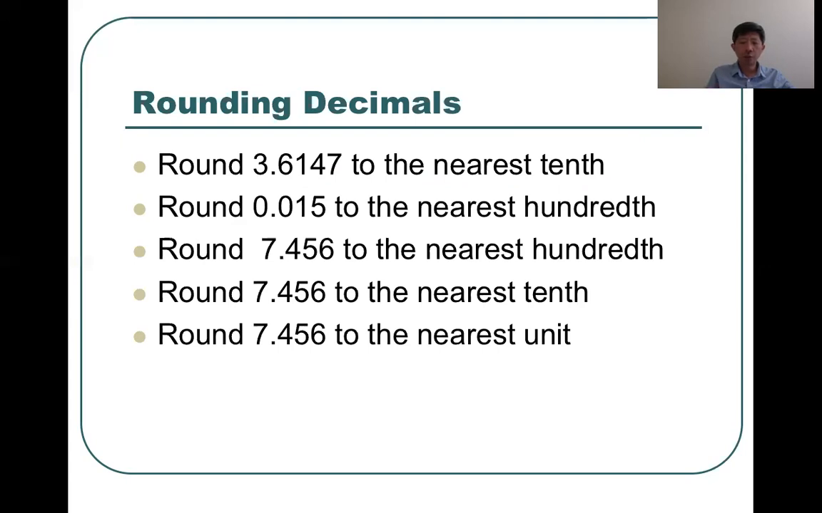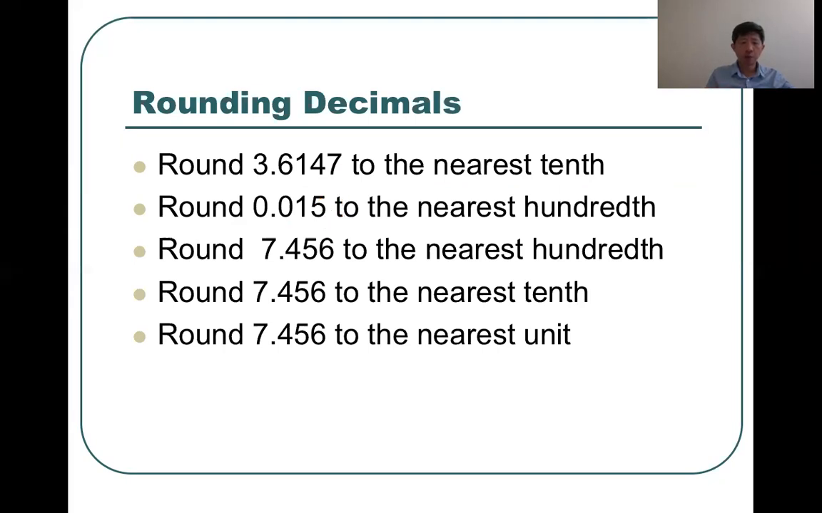Next, round 0.015 to the nearest hundredth. So that'll be tenths, hundredths, and thousandths. We have to go down to the next place value to examine. Since this is a 5, we have to round it up, and the answer will be 0.02, right?